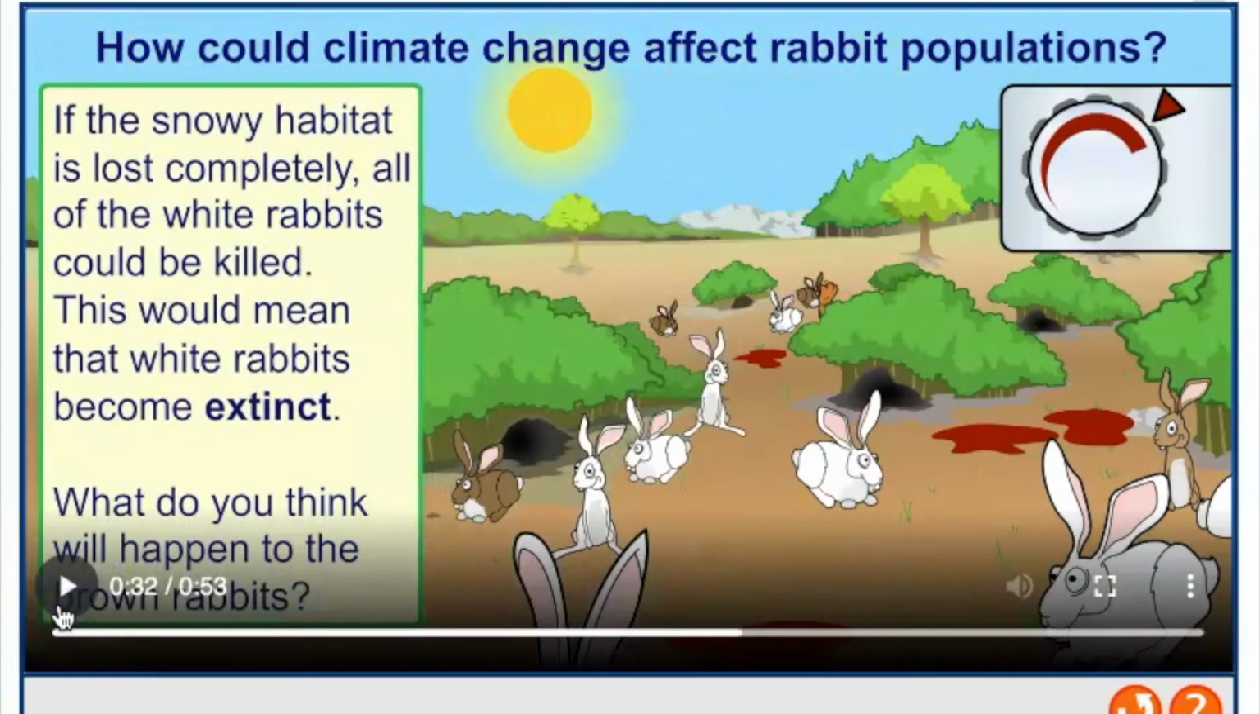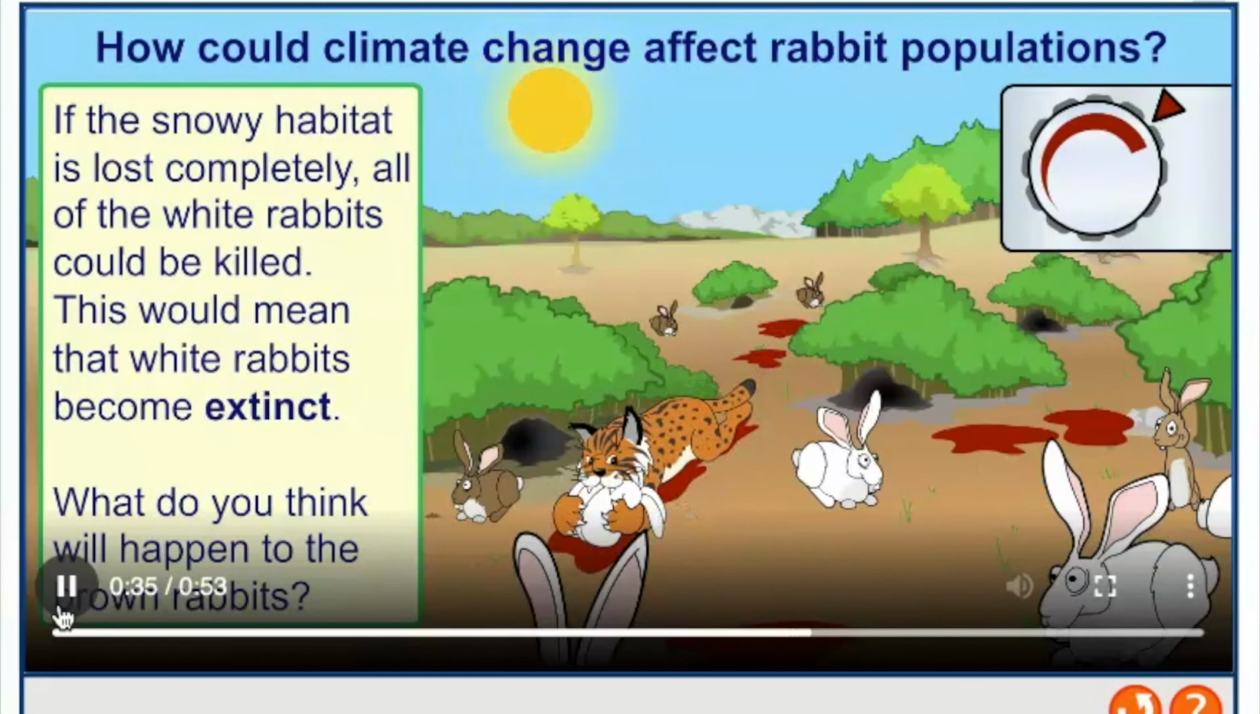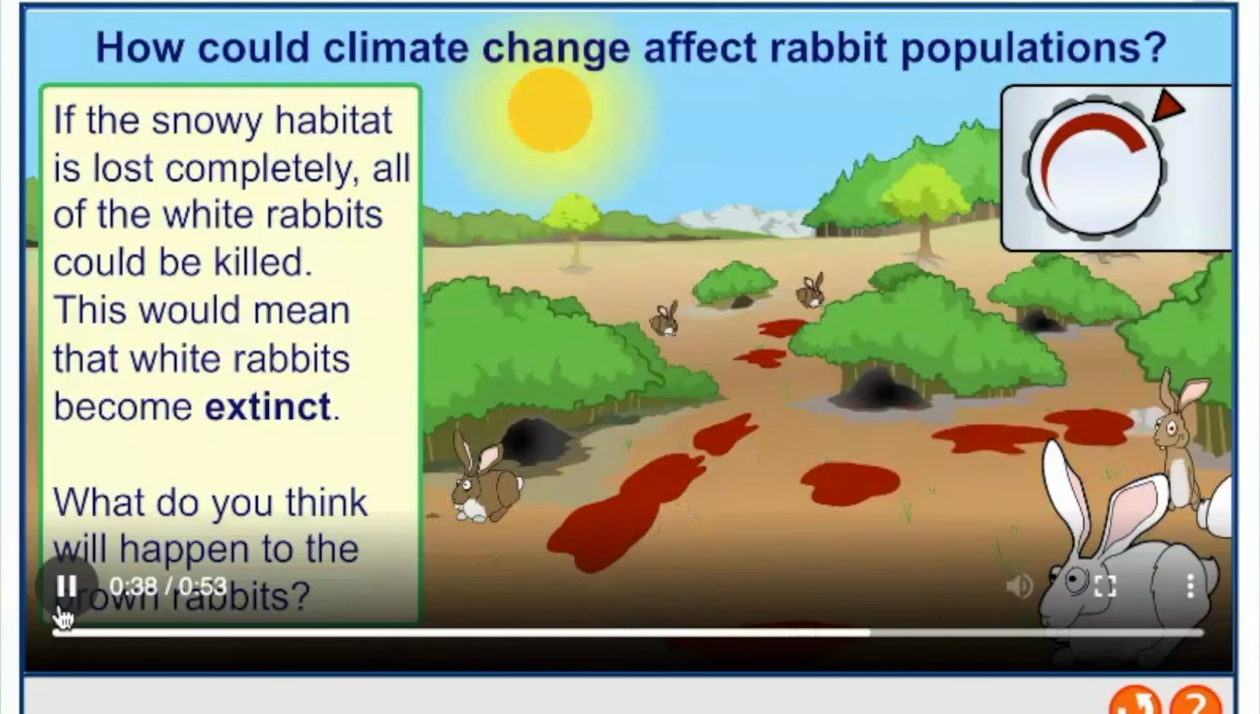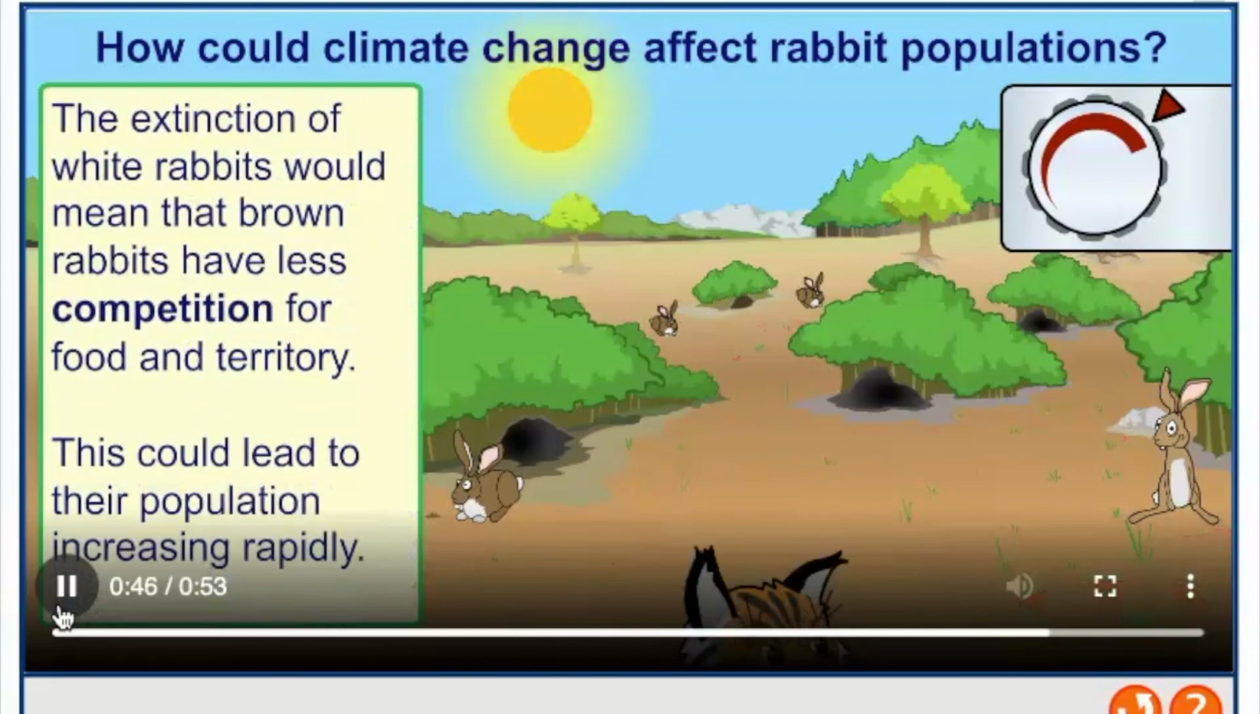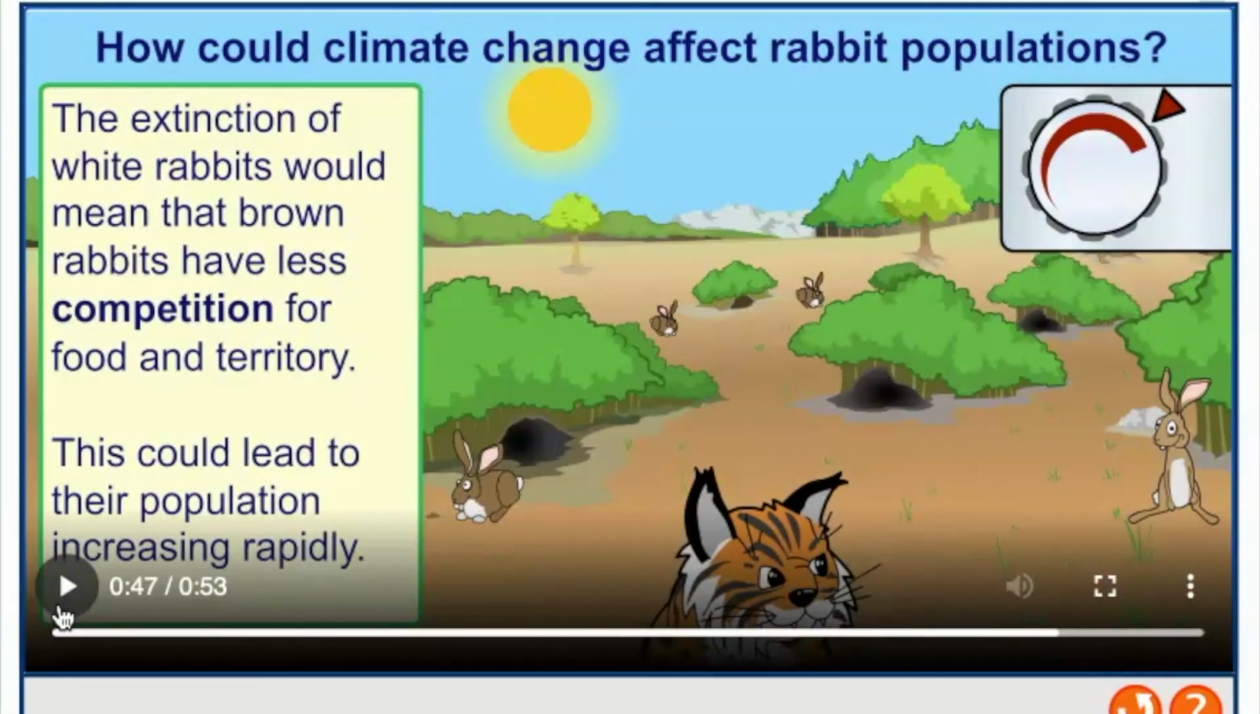If the snowy habitat is lost completely, all of the white rabbits could be killed. This would mean that the white rabbits became extinct. What do you think would happen with all of the brown rabbits? The extinction of the white rabbits would mean that the brown rabbits have less competition for food and territory. This could lead to their population increasing rapidly.